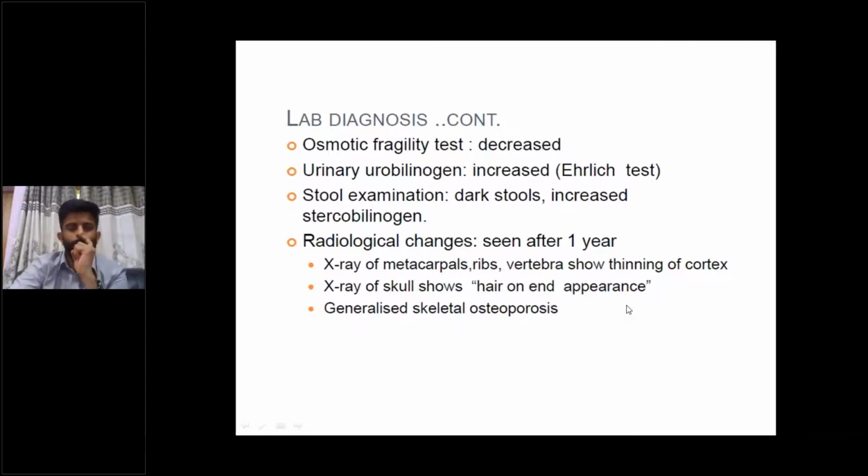So hair on end appearance is most commonly seen in these 4 conditions: sickle cell anemia, thalassemia, hereditary spherocytosis, iron deficiency anemia. Can also be seen in G6PD deficiency, but less likely over there. So next, as generalized skeletal osteoporosis can be seen because of bone marrow hyperplasia.